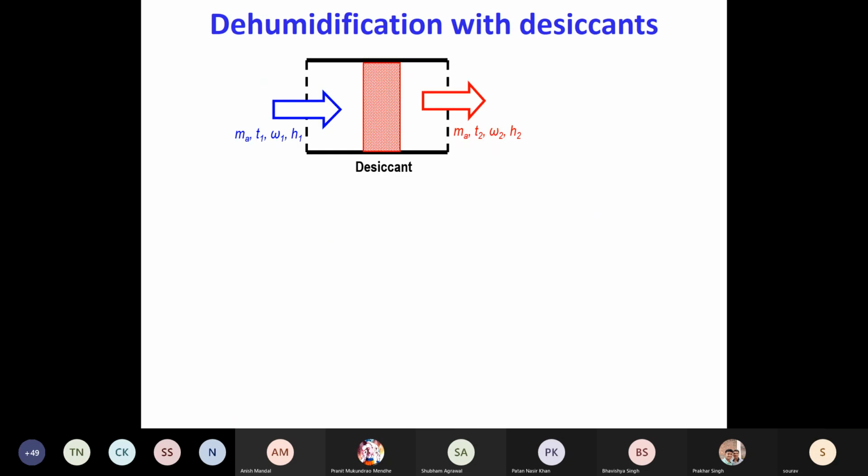This is the last process, the psychrometric process, which we'll discuss as part of the air conditioning processes. So this is dehumidification using desiccants. Desiccant material is any material which has affinity to water vapor. Silica gel, zeolite, these are materials which have affinity to water vapor. Any salt, in fact, even your common salt NaCl has affinity to water vapor.